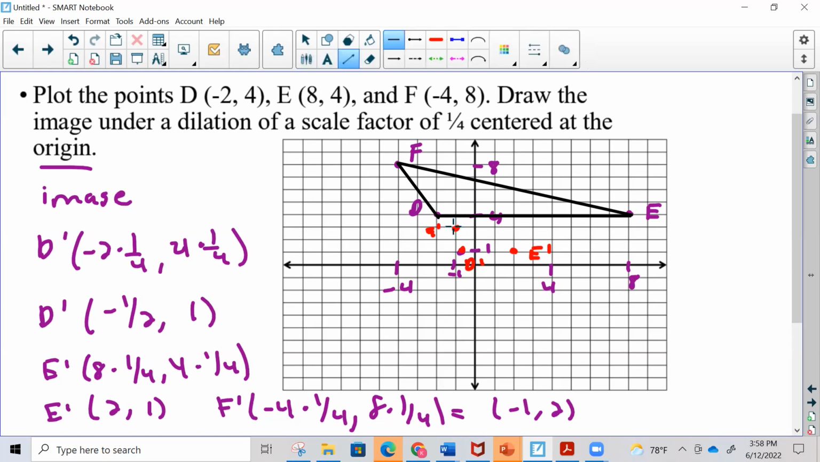Okay, and remember, it should be the same shape, just a different size. The sides are proportional. And so I get the same shape. The angles are equal. The sides are proportional. And my image should be smaller because the scale factor is less than 1, or it's between 0 and 1. So I should have smaller. So that's how you dilate about the origin. I did one with an enlargement scale factor and one with a reduction. So if you have any questions, just let me know.